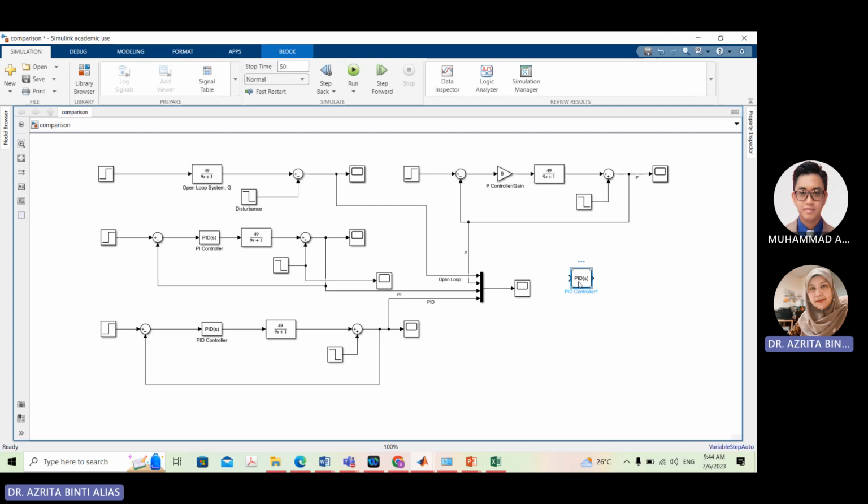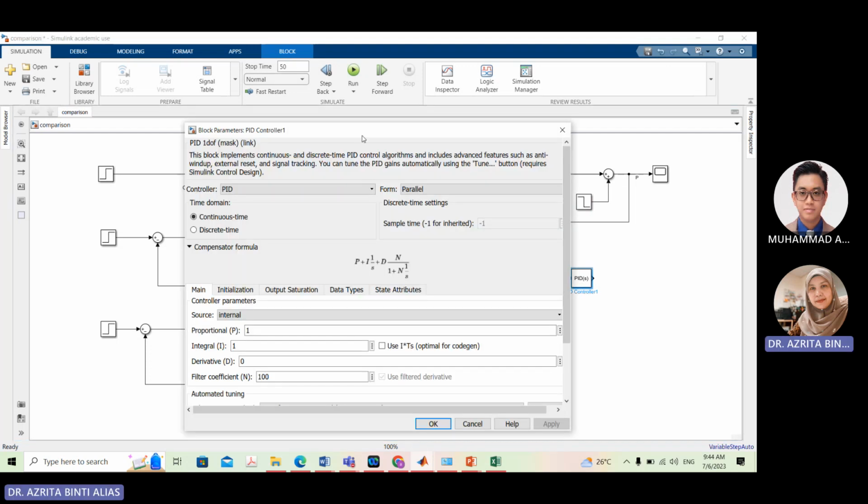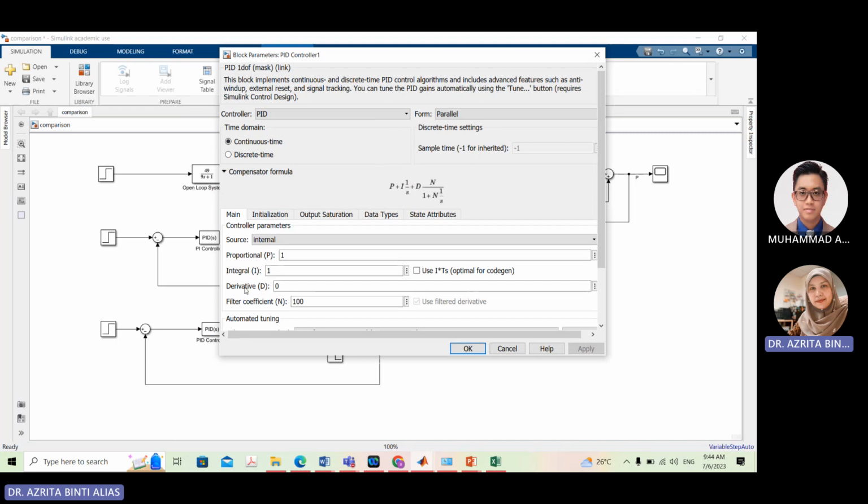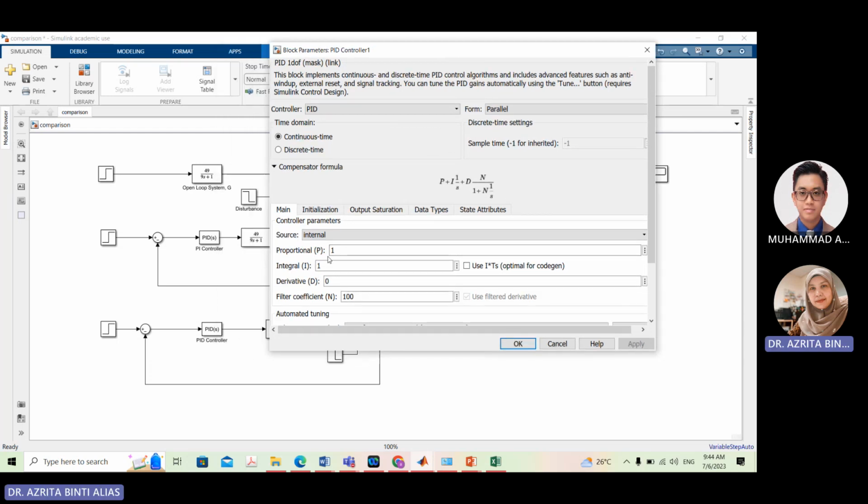If you double click this PID block diagram, we have here the values of proportional, integral, and derivative. These values refer to Kp, Ki, and Kd, or K1, K2, and K3. If you want to use only the P controller, you need to set the integral and derivative as 0, which means it becomes P. If you want to use the PI controller, you need to set the derivative as 0. Here we put the values, depending on your theories. So what is the value of P and what is the value of I?